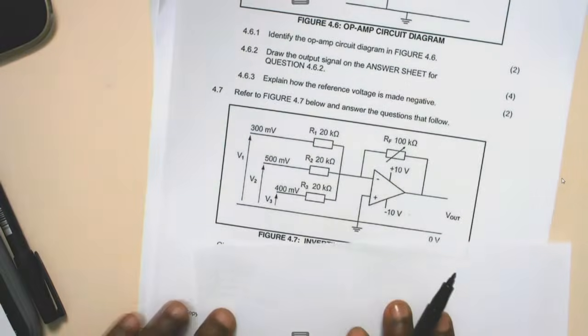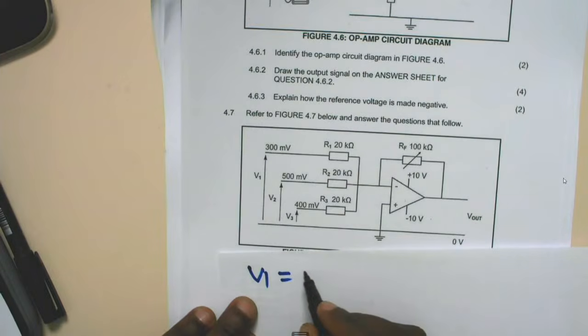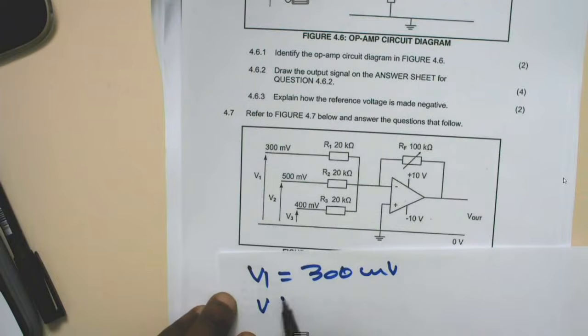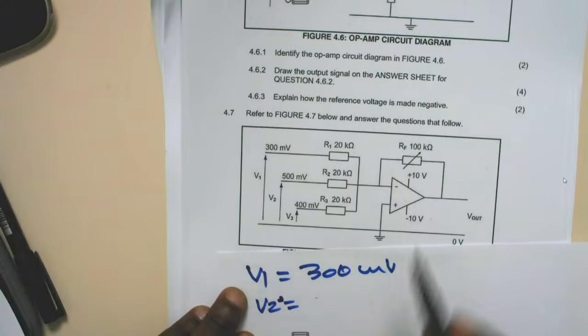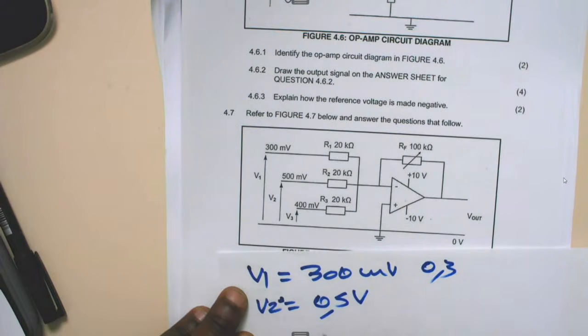So here they have V1 is equals to 300 millivolts. V2 is equals to, so if you want to write them in decimal, you can always divide them by 1000. So here I'll get 0.3, here I'll get 0.5 volts, here I'll get V3, I'll get 0.4 volts.